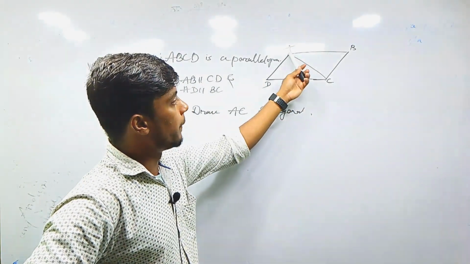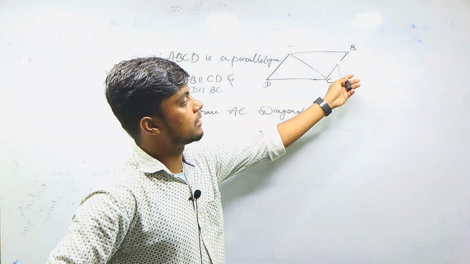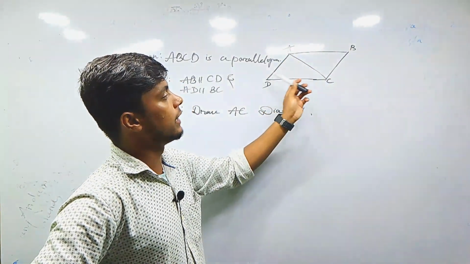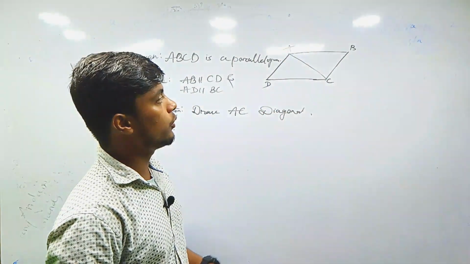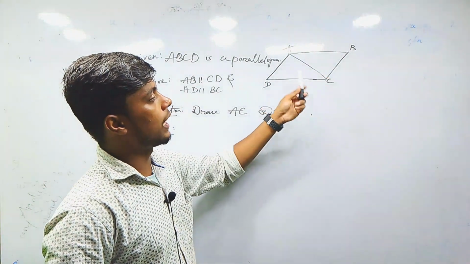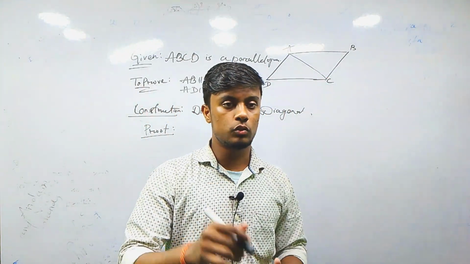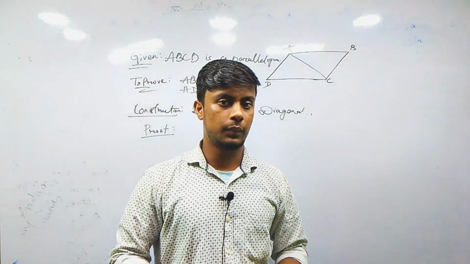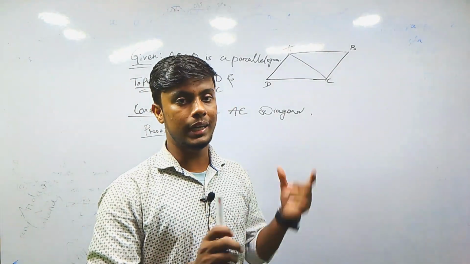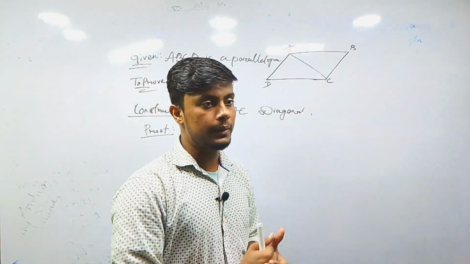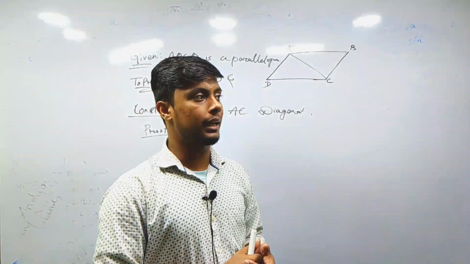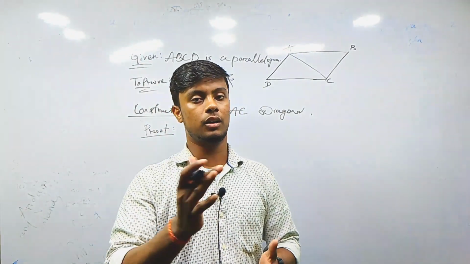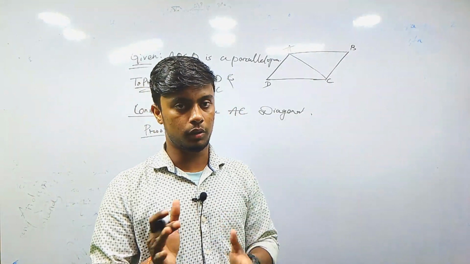If we make these two triangles congruent, then we can write AB equal to CD and AD equal to BC. But how can we say that these two triangles are congruent? For this we have to know the properties of congruency of triangles. There are different properties for congruence of two triangles. If three sides of a triangle are equal to three sides of another triangle, then the two triangles become congruent.